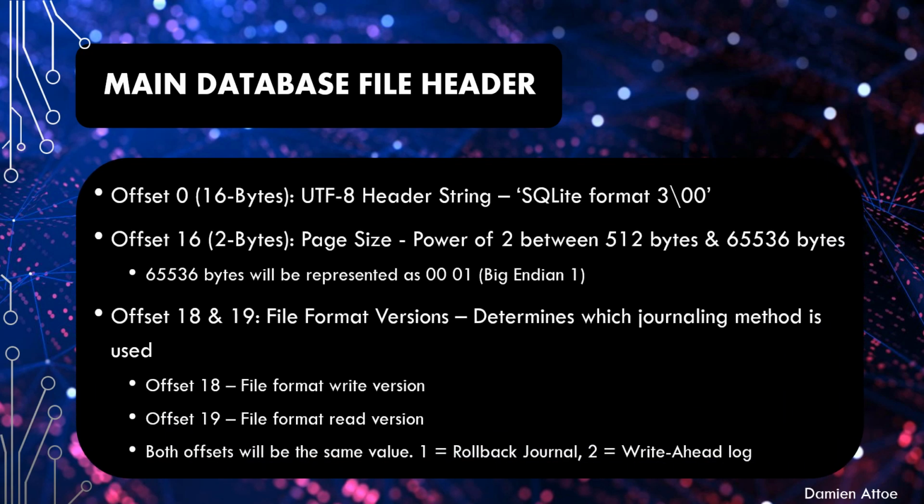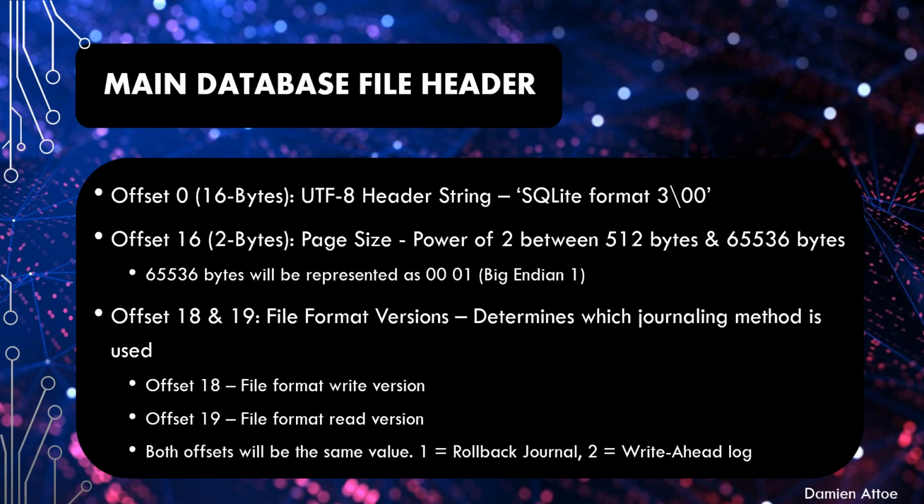At offset 0 for 16 bytes is the UTF-8 header string SQLite format 3 null. Offset 16 for 2 bytes is the page size. The page size in a SQLite database must be a power of 2 between 512 bytes and 65,536 bytes. Note as the value 65,536 cannot fit as a 2-byte integer, it will instead be denoted as 0001, or big endian 1.